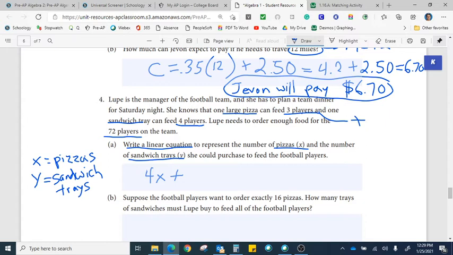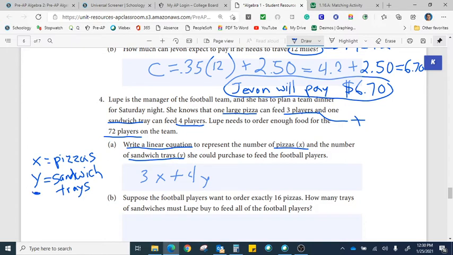Did I do that wrong? Large pizza. Oh, that should be 3. Large pizza feeds 3 players. My fault. Okay, and one sandwich tray feeds 4 players. So four players per sandwich tray. Sandwich trays are represented by Y.